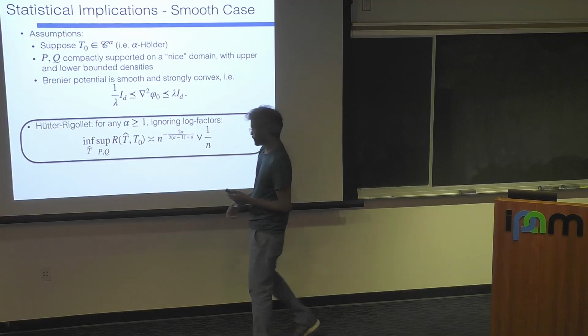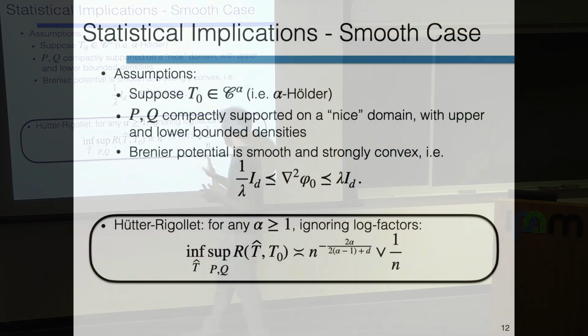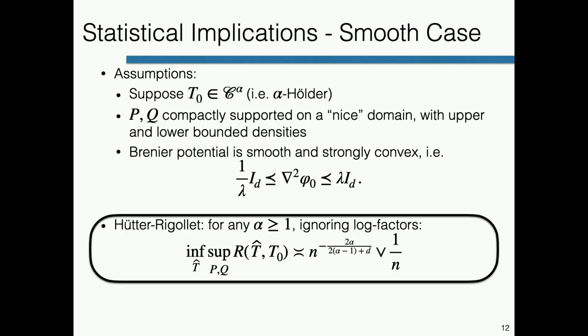the performance of the best possible estimator, scales in some way. It scales as n to the minus 2 alpha over 2 alpha minus 1 plus d. If you're used to staring at non-parametric rates, if you were trying to estimate directly an alpha smooth object, the usual rate that you would expect would look like n to the minus 2 alpha over 2 alpha plus d. And so this rate is a little bit faster. It's easier to estimate an alpha smooth transport map than it is to estimate, say, an alpha smooth density.